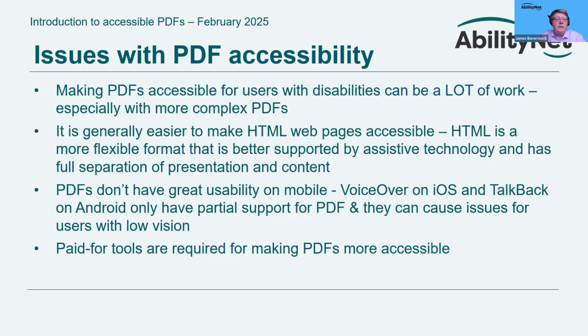And finally, you do need paid-for tools to make PDFs more accessible. At the least, you need a copy of Acrobat Pro, and you need the professional version rather than the standard version for the accessibility checking and remediation features. And there's a whole ecosystem of additional tooling solutions for PDF remediation that you can use as well as Acrobat, but a lot of it has costly subscriptions.